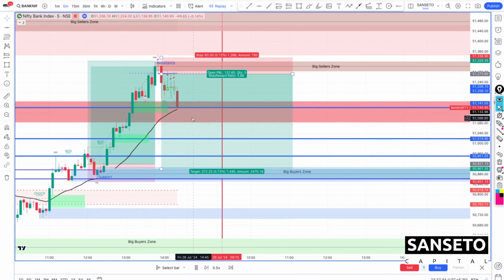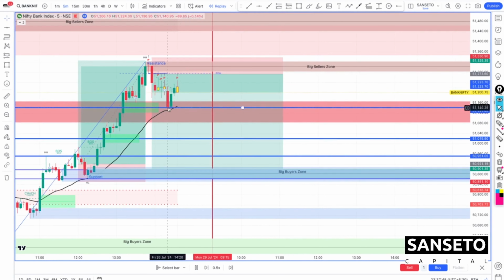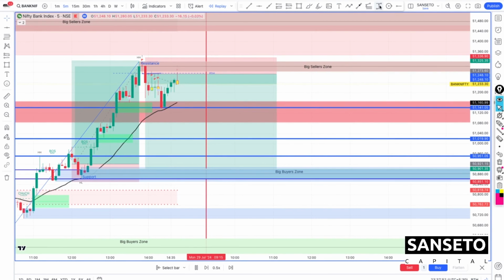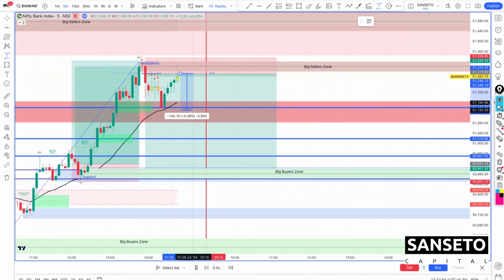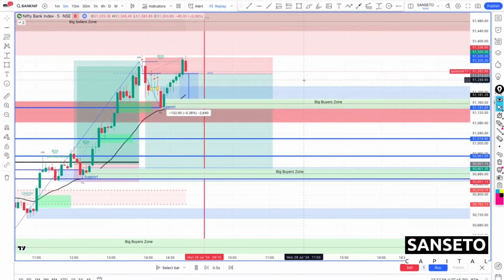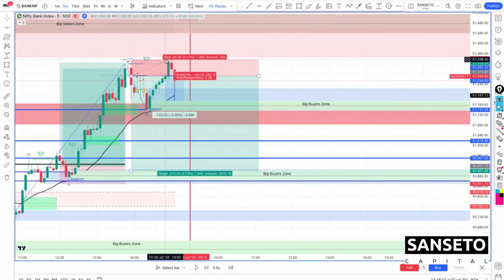Target one is done. Safe traders should exit at this level. As you can see, target one is done already. How many points is target one from our entry? Target one is 130 points. 130 points in Bank Nifty is a decent amount. And after that, our stop loss got hit.